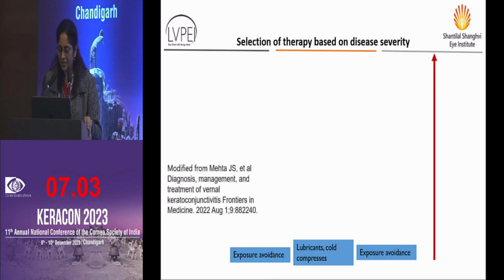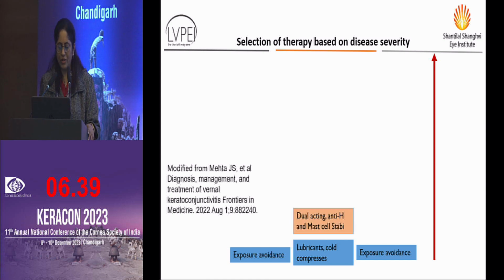So which means that when we talk about how to treat this disease and what drugs should we use, of course we all know at the bottom that we have to avoid the actual allergen that's causing the problem, so that's number one. And then lubricants and cold compresses. So that's not exactly drug therapy, but that's one of the bricks on which we lay all our drugs. So the first line would be dual acting, or the antihistaminics and the mast cell stabilizers. They're kind of grouped into one category.